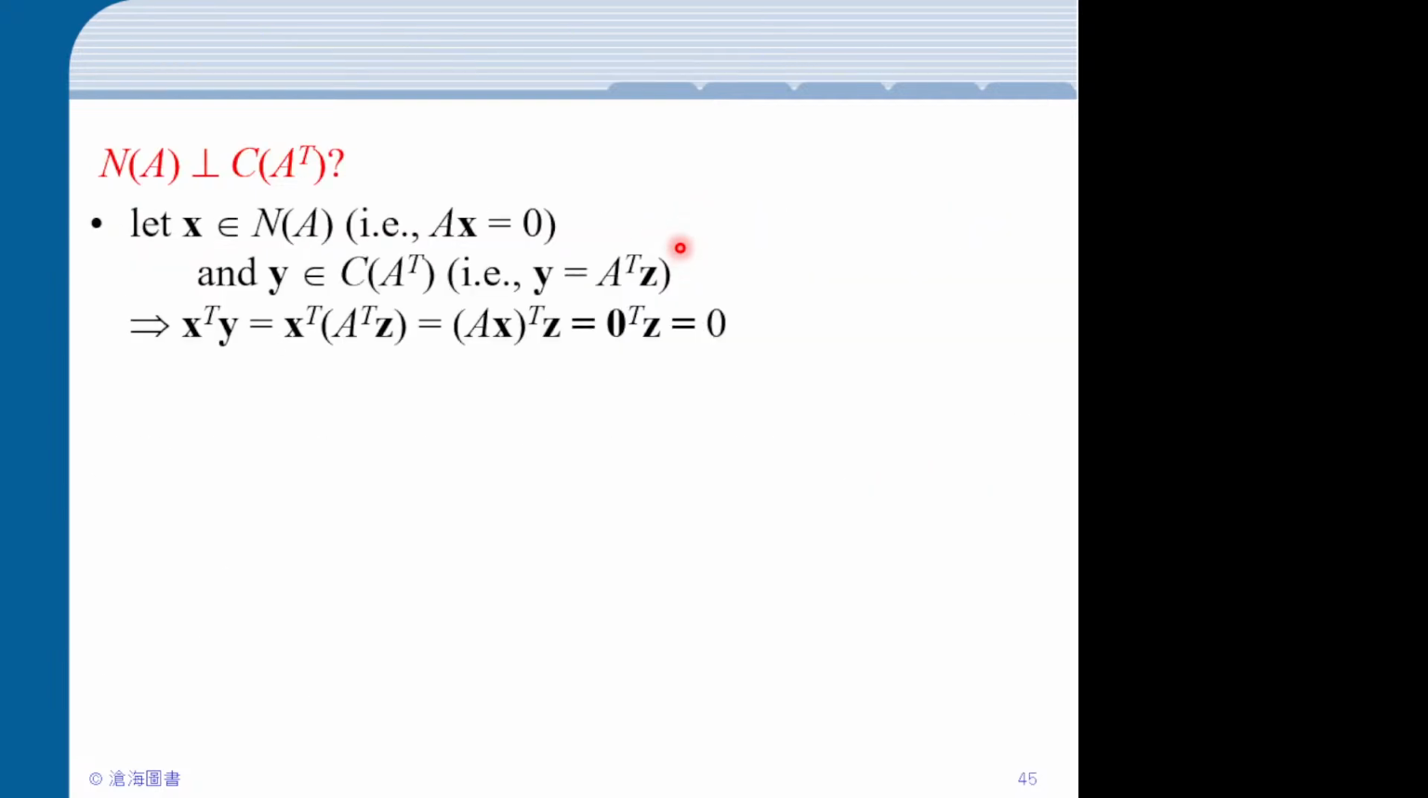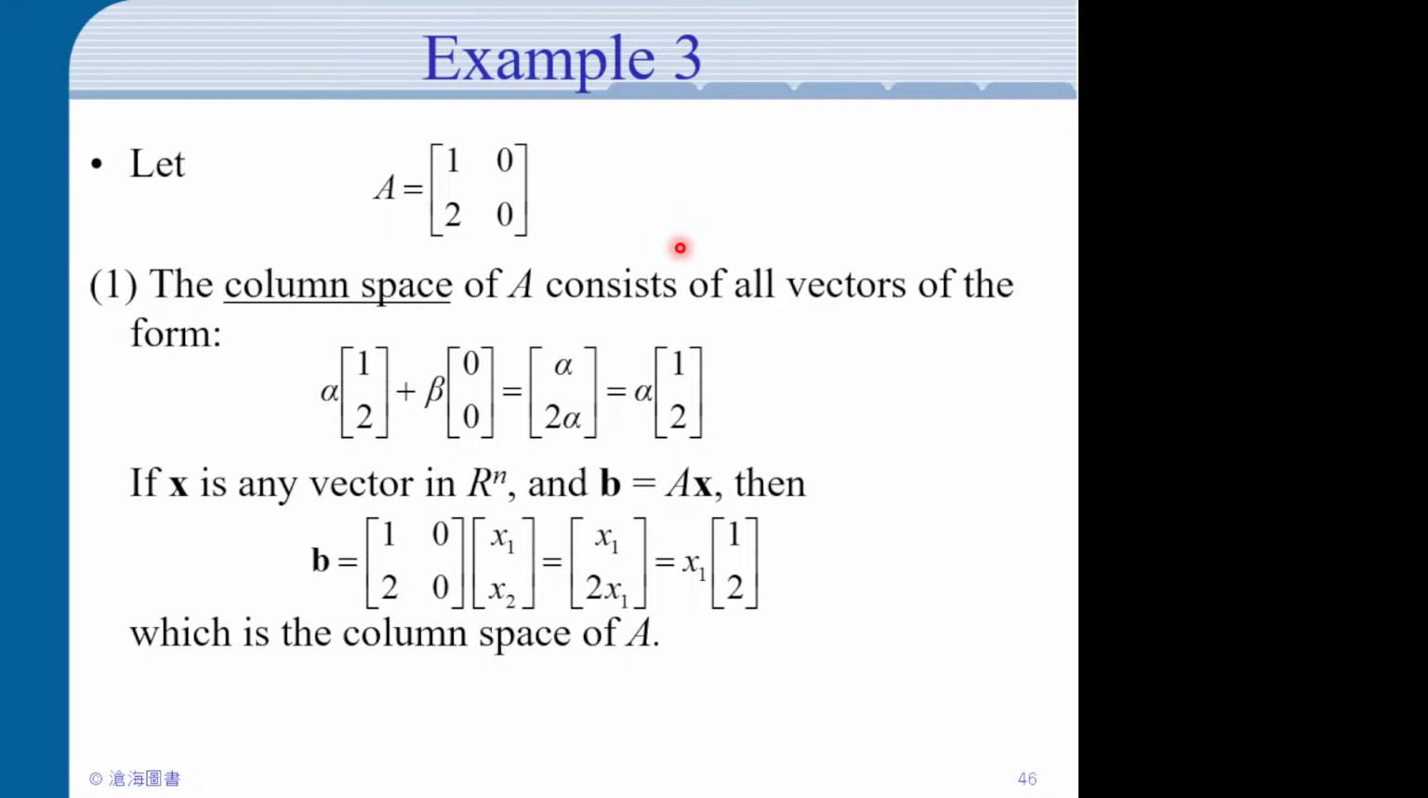Okay, and let's see an example here. We have an A that's very singular: A is [1, 2; 0, 0]. Now think about the column space of A. One of the columns is 0, so obviously the column space is spanned by this (1, 2) vector, so the column space is alpha times (1, 2). So any vector b will be in this form, alpha times (1, 2), or x1 times (1, 2).